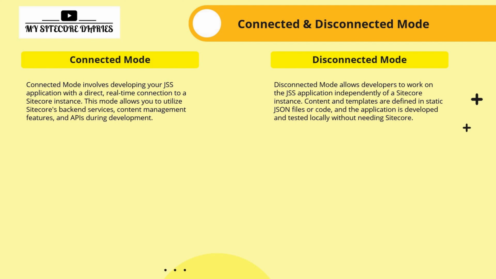Disconnected mode allows developers to work on the JSS application independently of a Sitecore instance. Content and templates are defined in a static JSON file or in code, and the application is developed and tested locally without needing Sitecore. So disconnected mode is basically you are developing your application separately. It is not connected to Sitecore. There is no relation between Sitecore and your app.